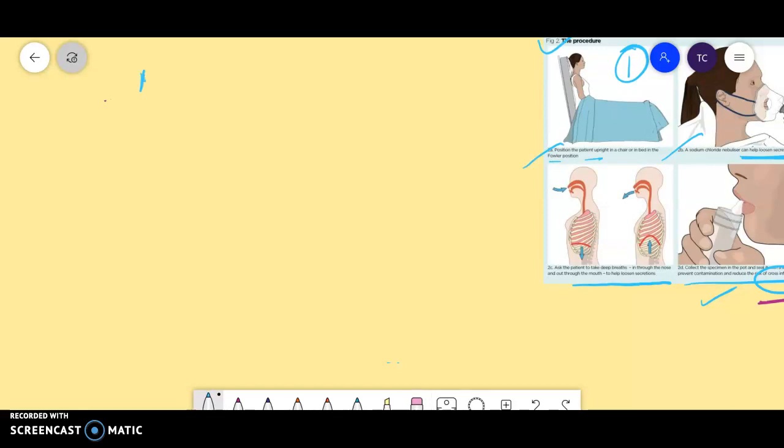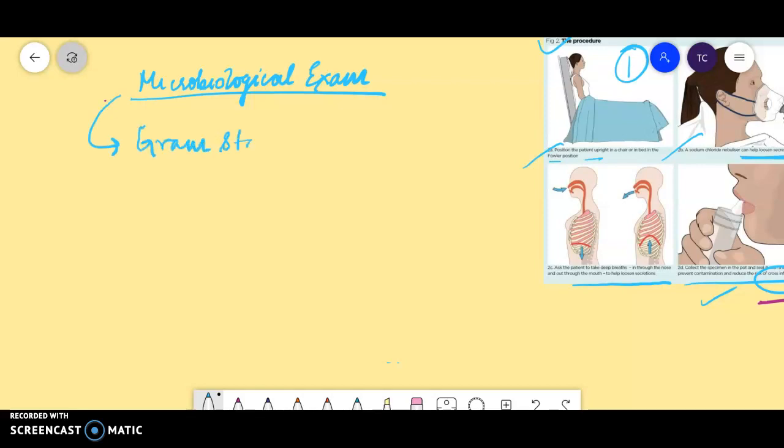Now for microbiological examination, you know that the first important thing is that the normal flora of the oral cavity and pharynx is also there in your sputum. So what can you do? What type of staining can you do? That is your Gram staining. So you can go for your Gram staining.